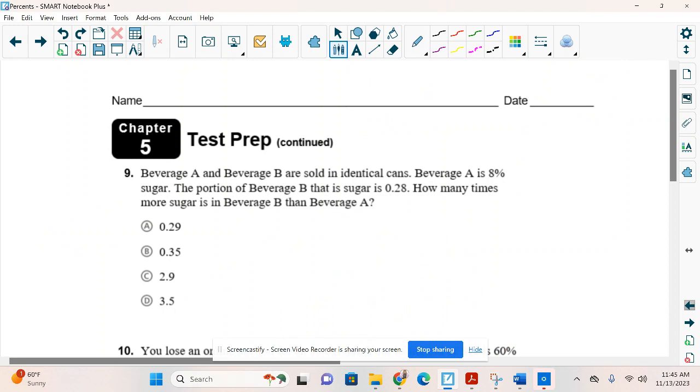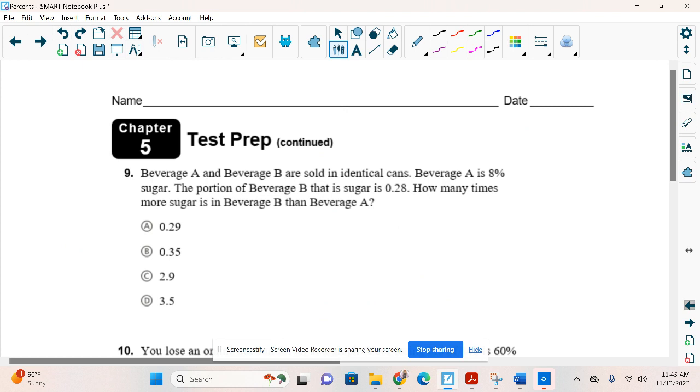All right, it says beverage A and beverage B are sold in identical cans. Basically meaning it'd be like me having my Coke Zero can and my regular Coke can. Okay? It says beverage A is 8% sugar. The portion of beverage B that is sugar is 2,800. How many times more sugar is beverage B than beverage A?